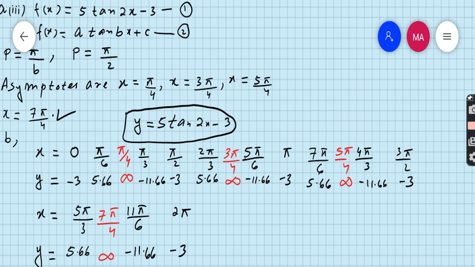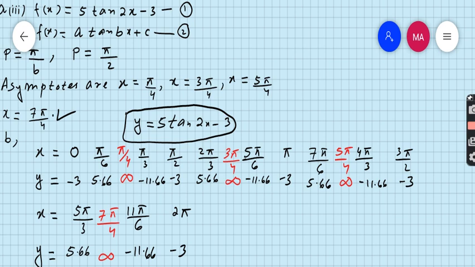Whenever we draw the graph of a tangent function, we must make a table of x and y values. So I took a pi by 6 interval, starting from 0. Just put your calculator in radian mode, write 5 tan 2 into 0 minus 3, and press equals. You will get minus 3. So when x is 0, y is minus 3. And kindly keep in mind, you must include all the asymptotes which you found in part A.